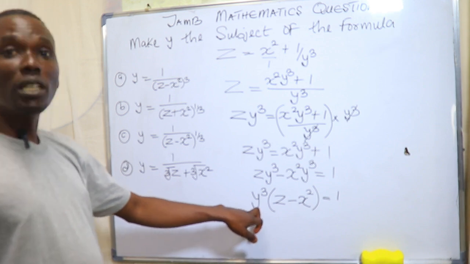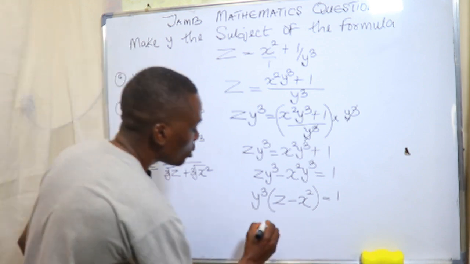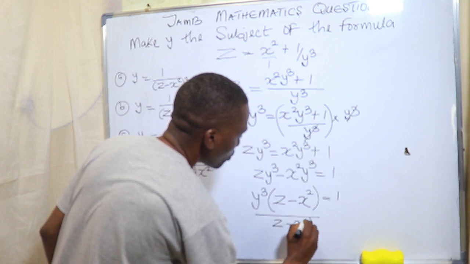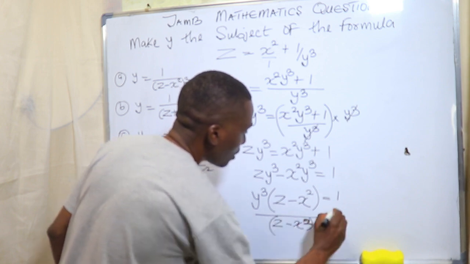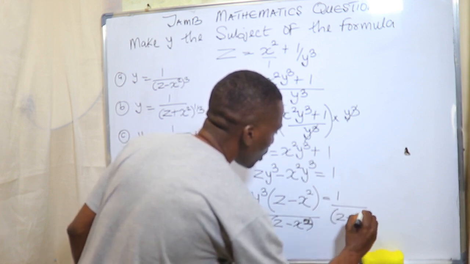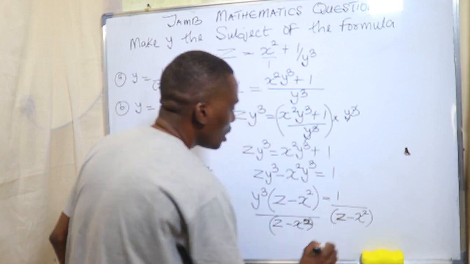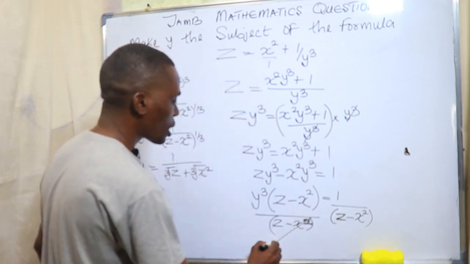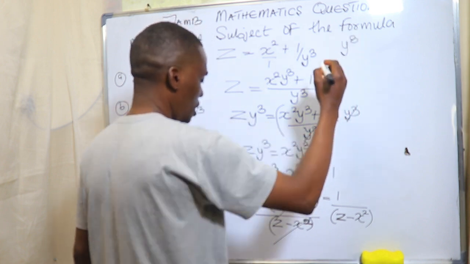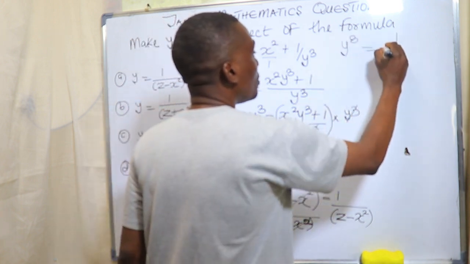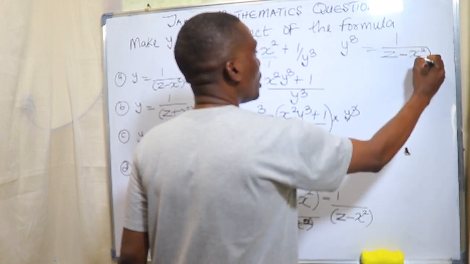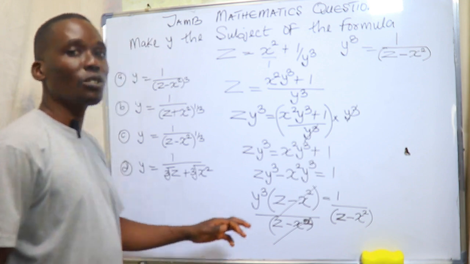Remember, y is what we want to define. So I will divide all through here by z minus x squared. If I divide here too by z minus x squared, you see this one will just cancel this one, and so I will get my y to the power of 3 to be equal to 1 divided by z minus x squared. So you see, we have now got the answer.